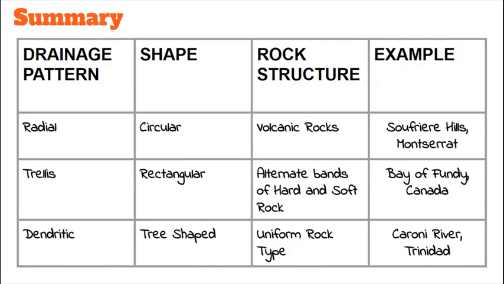Alright, so here's a summary. The drainage pattern radial, it has a circular shape. It is usually found around volcanic rocks where there is a peak. One example is Soufriere Hills in Montserrat. Trellis pattern, it looks rectangular as they're forming at right angles. Rock structure, it usually has alternate bands of hard and soft rock. One example is Bay of Fundy in Canada. The final one is the dendritic drainage pattern, which has a tree shape. It has uniform rock structure. And one example is the Caroni River in Trinidad.